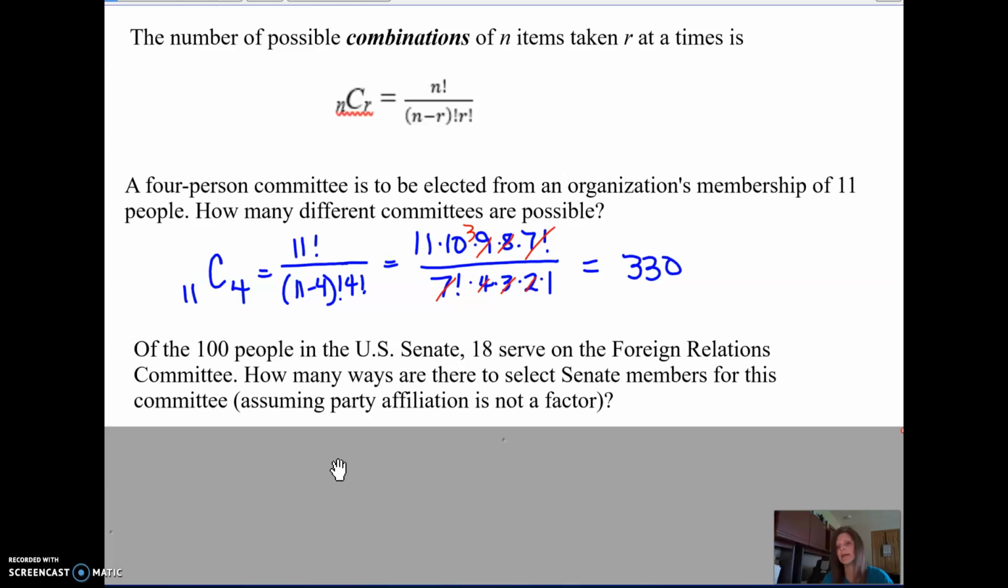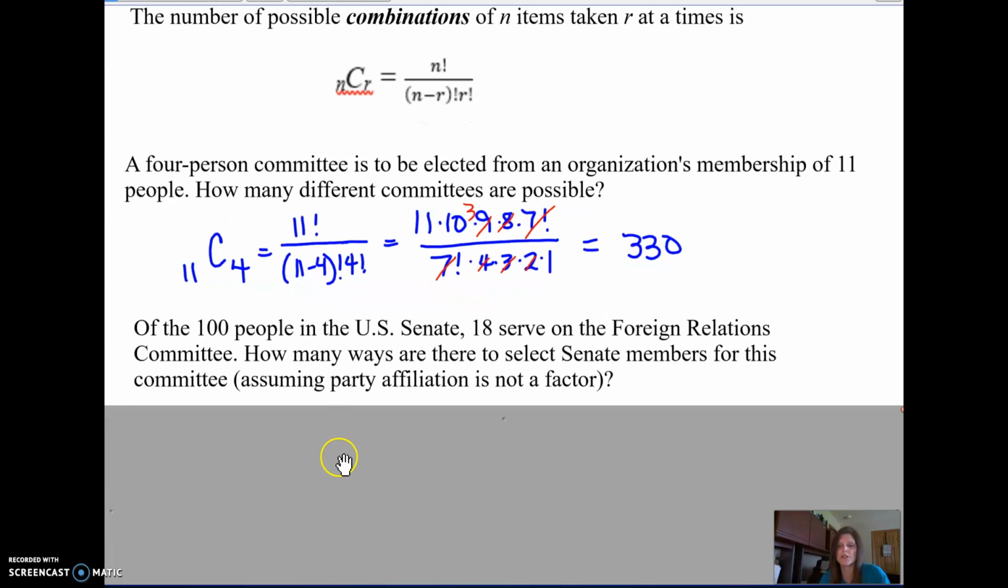Here's another one. If this is making sense, go ahead and hit pause and try to work it out, and then we'll talk about the answer. Okay, so of the 100 people in the U.S. Senate, 18 serve on the Foreign Relations Committee. How many ways are there to select Senate members for this committee, assuming there's no restrictions on party affiliation?